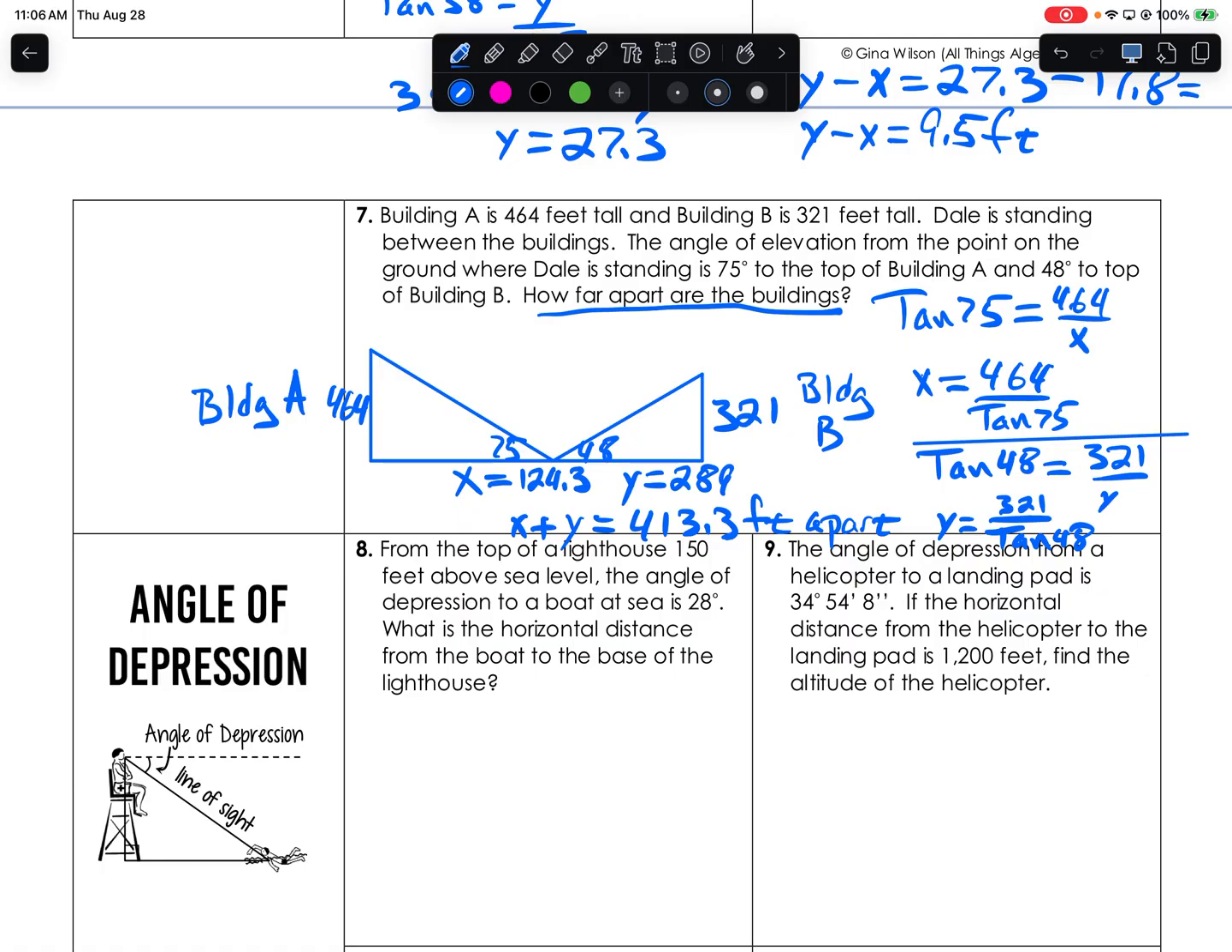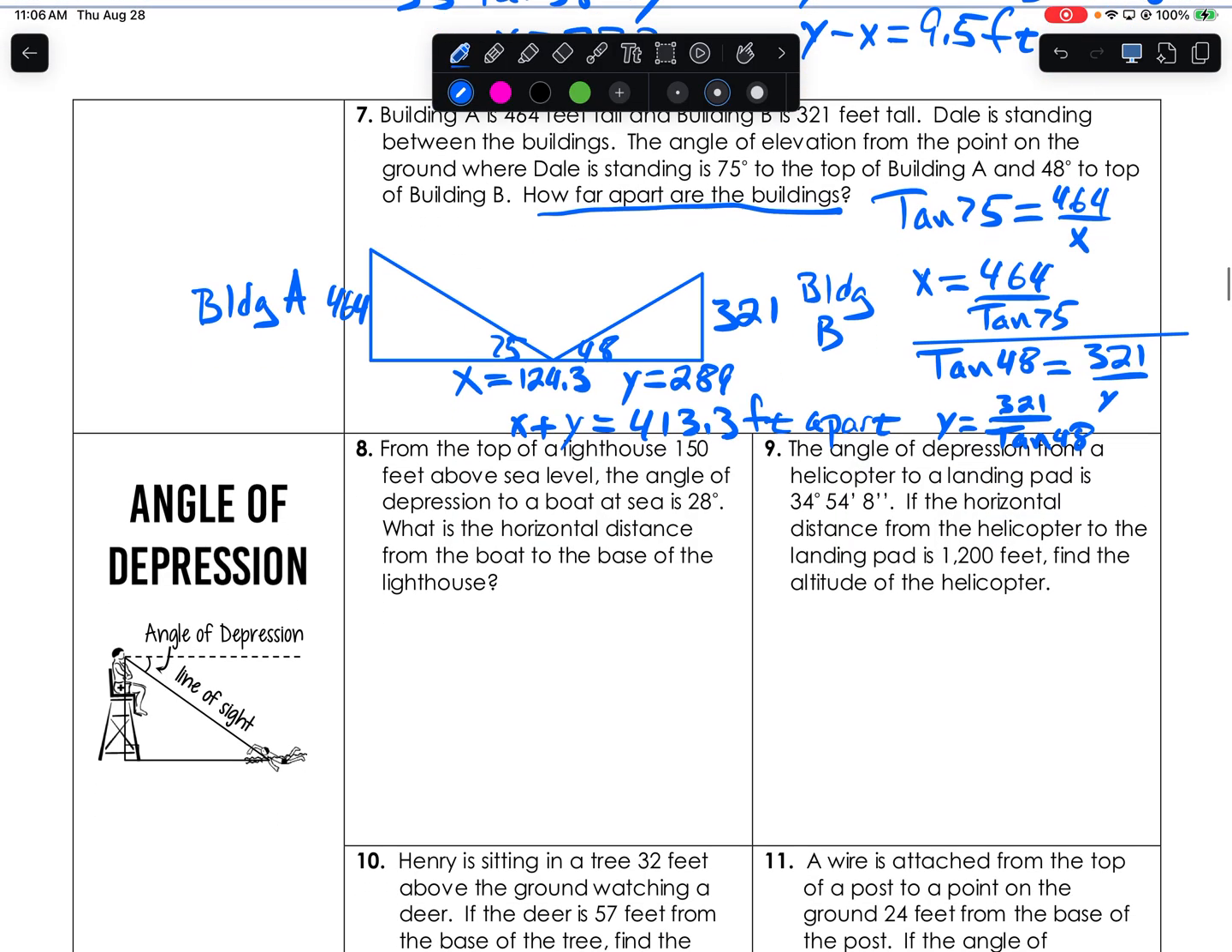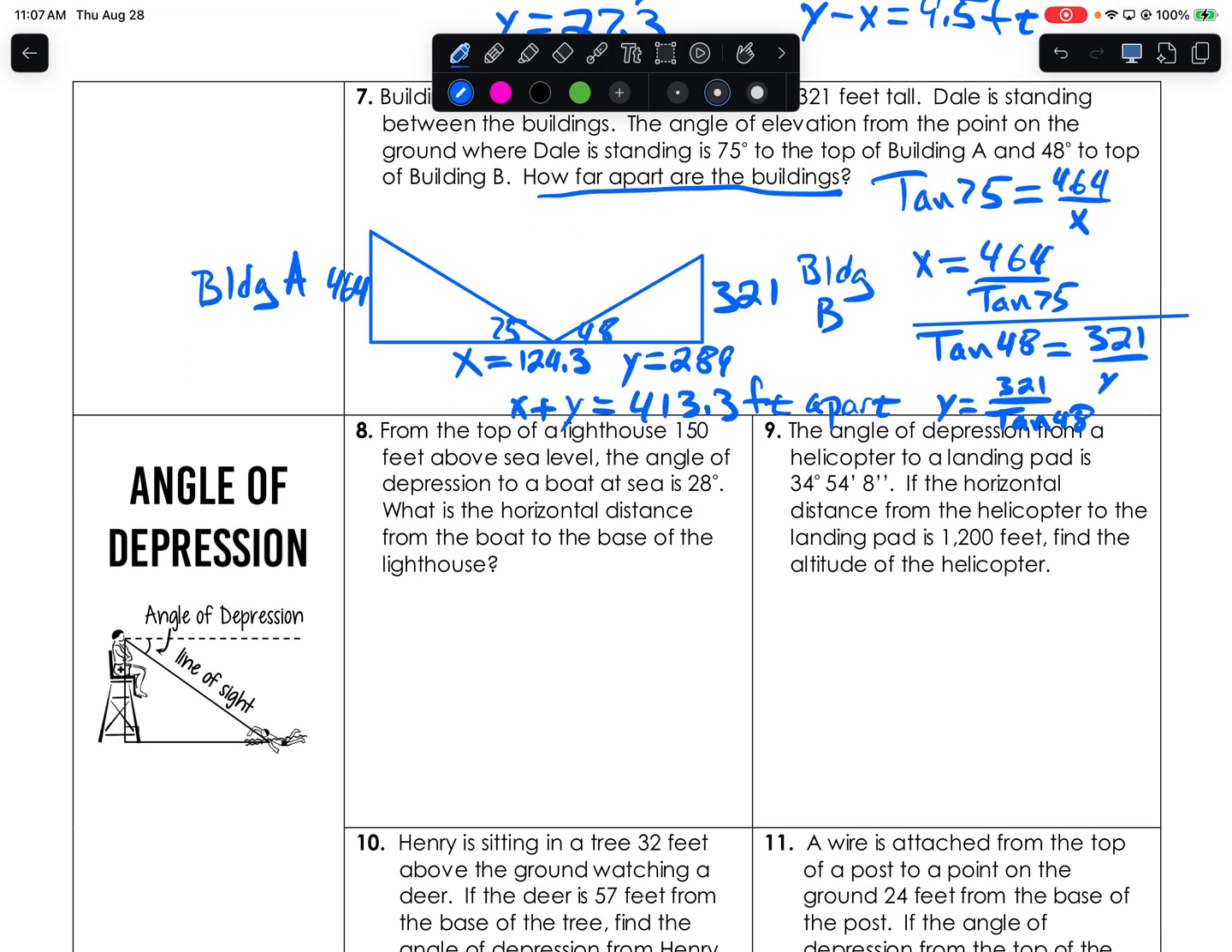Okay, so angle of depression. It'll make you feel sad. Okay, from the top of a lighthouse, so we're up here at the top. From the top of the lighthouse, 150 feet above sea level, the angle of depression to a boat is 28 degrees. So this is how the picture should look.